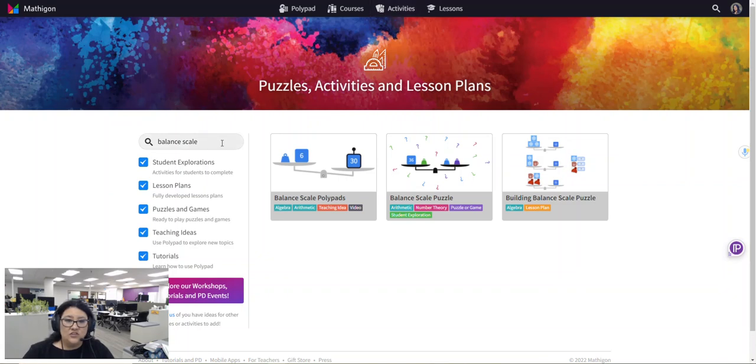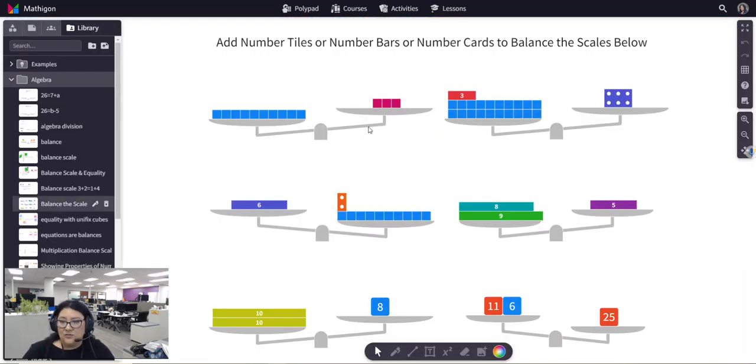One other thing I'm going to show you really quick is that if you go into activities in Polypad, you can search. I searched for balance scale here, and they come up with some pre-made activities. Don't forget that you can always save the templates or share it as a link with your students, and it'll generate the student's own template to work on. So this is one that I found in there. I couldn't find this one again, but it must be in there somewhere.